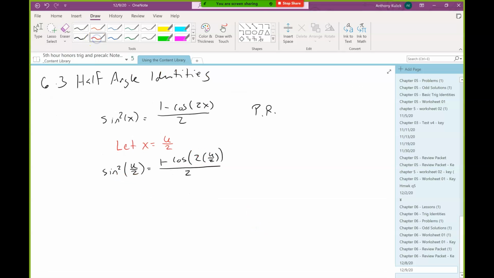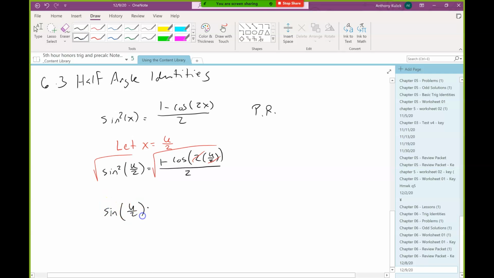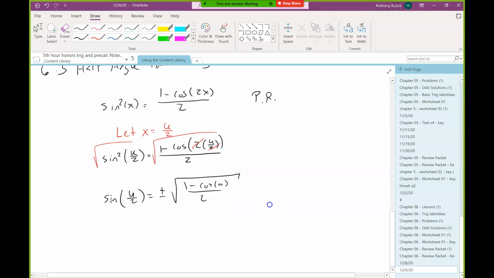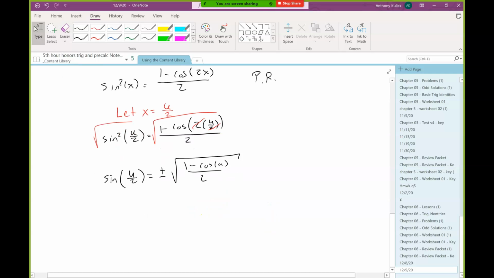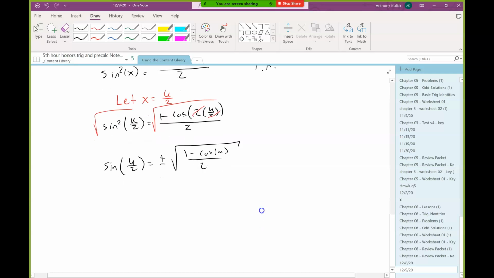And I know that here the 2's will reduce. And then I can just square root both sides of the equation to get rid of the squared. So that's our first half-angle identity.